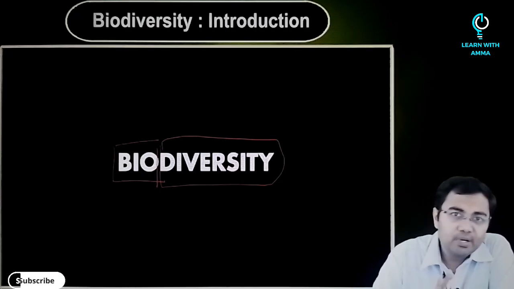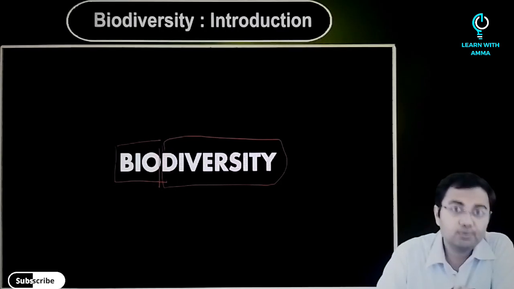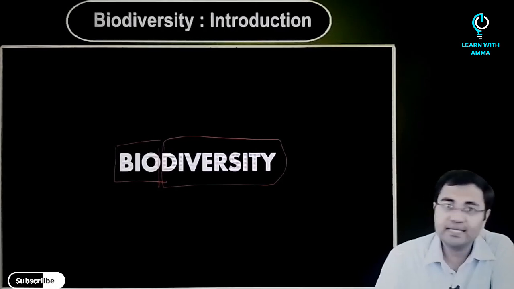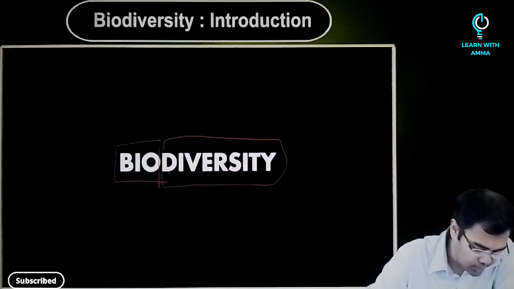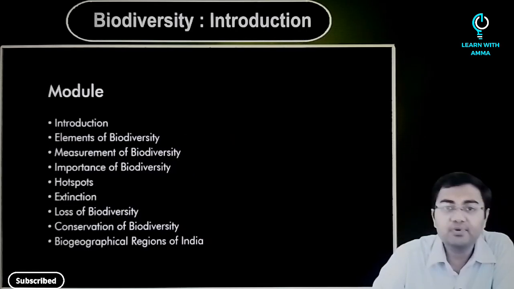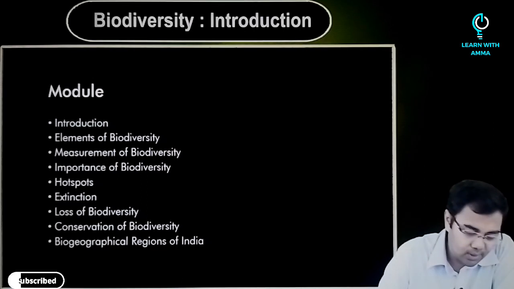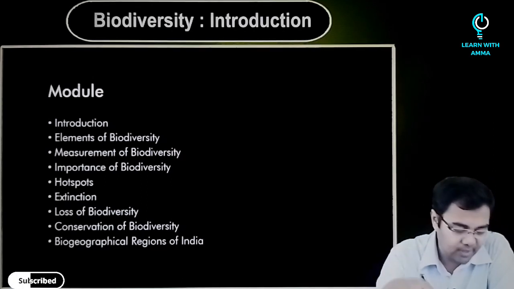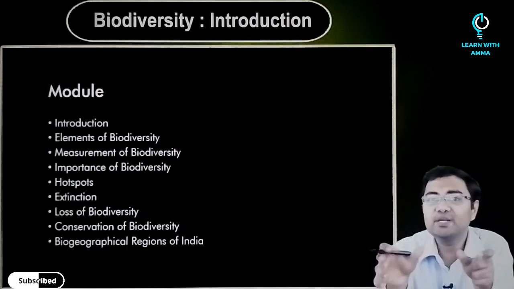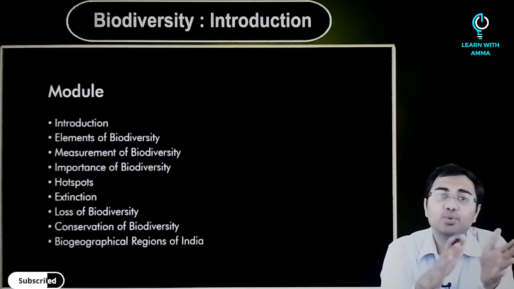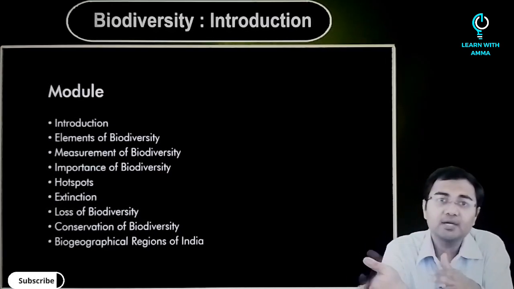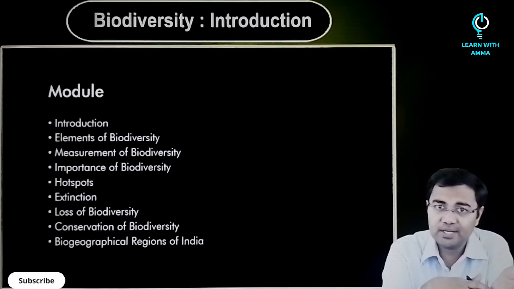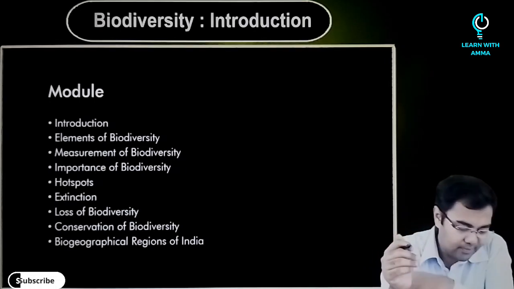We'll come to that, but first let me introduce you to the topics that we are going to deal with in this chapter so that you are aware of what exactly and how we are going about it. So first of all, we'll start with a basic introduction to all the chapters or all the topics that we have here. Then we'll look at elements of biodiversity. That is, what is the meaning of species variability? What is the meaning of genetic variability? What is the meaning of ecosystem variability? So all these kind of things we'll have a look at.